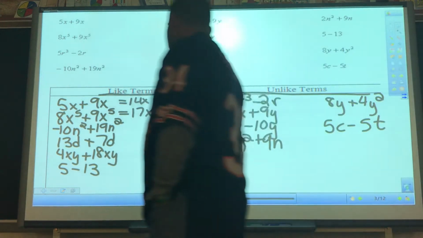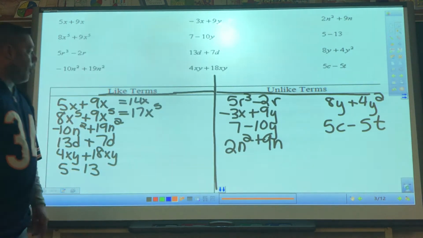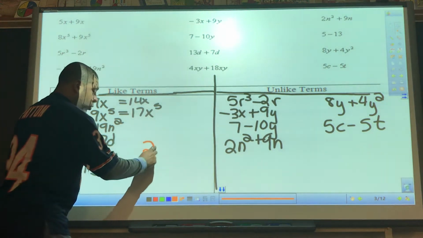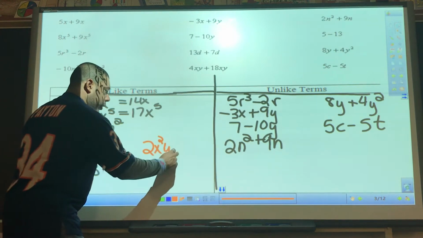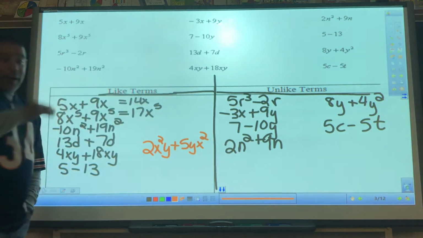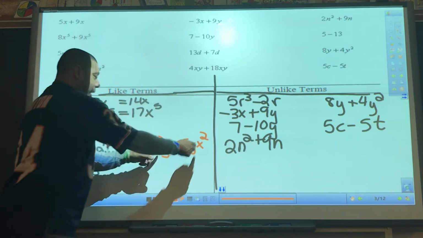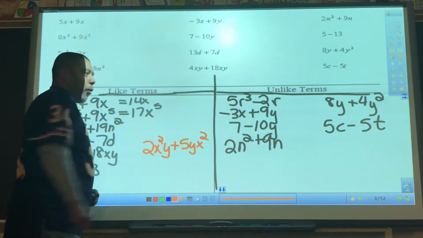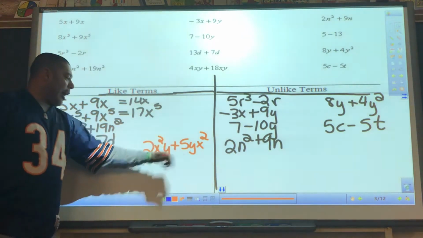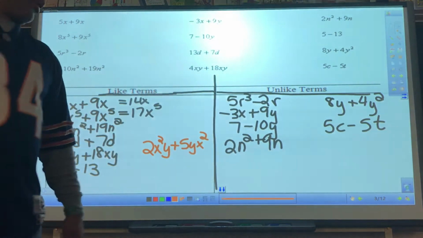Now, the one that can be a little tricky, and this will show up every once in a while, would be a problem like this. And I'm going to show you these are like terms. 2x squared y plus 5yx squared. It's written in a different order, but both of these have an x squared, both of these have a y to the first. So technically these are like terms. I would be able to add these together. I just have to decide whether I'm going to write x squared y or yx squared.